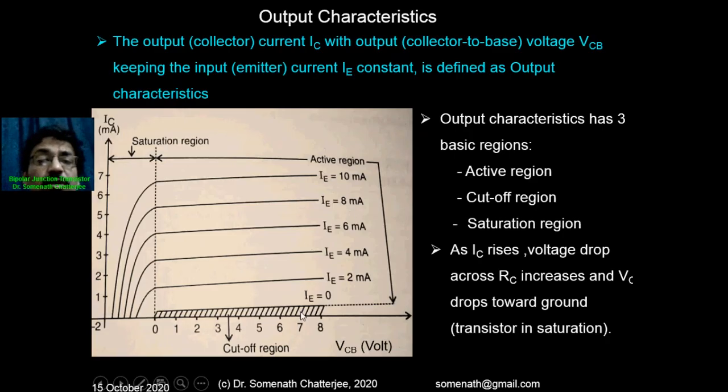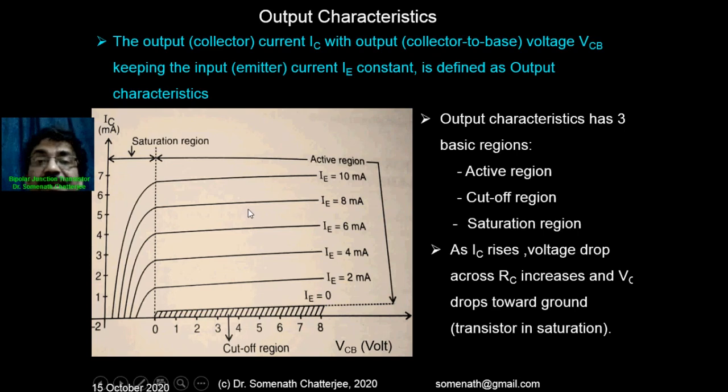So here you can see the hashed part is showing the cutoff region. There are three distinct regions: one is the saturation region, this part is the active region from here up to this arrow, and this hashed part is the cutoff region. When the emitter current is less than 0, at that time what we are observing is the cut-in voltage. So it is a switch. For the switch action we will use the transistor in this region for the switching part.